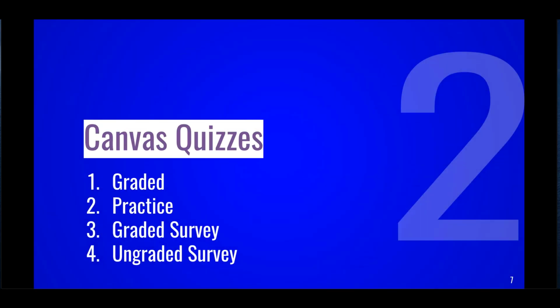The second thing is going to be a Canvas quiz. You have a few options here. You have a graded quiz, practice quiz, graded survey, and then an ungraded survey. A graded quiz is the most common quiz, and it rewards students points based on their responses. A practice quiz is a learning tool to see how well users understand course material without providing a grade.